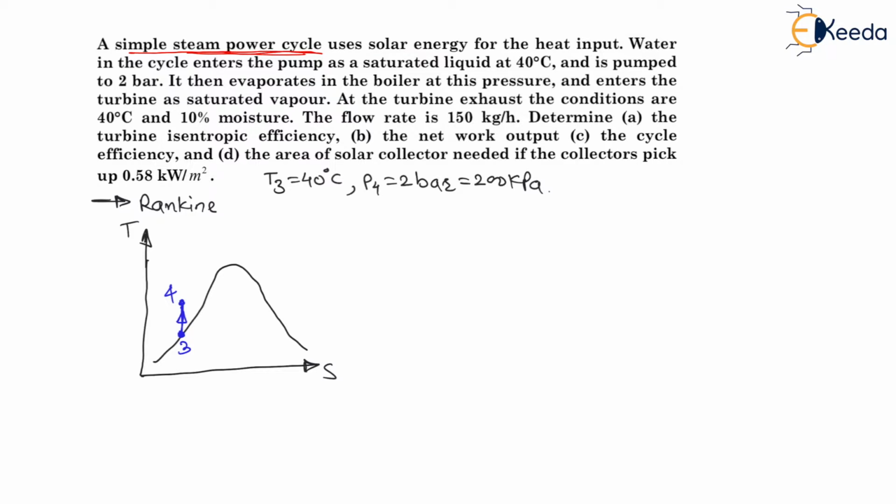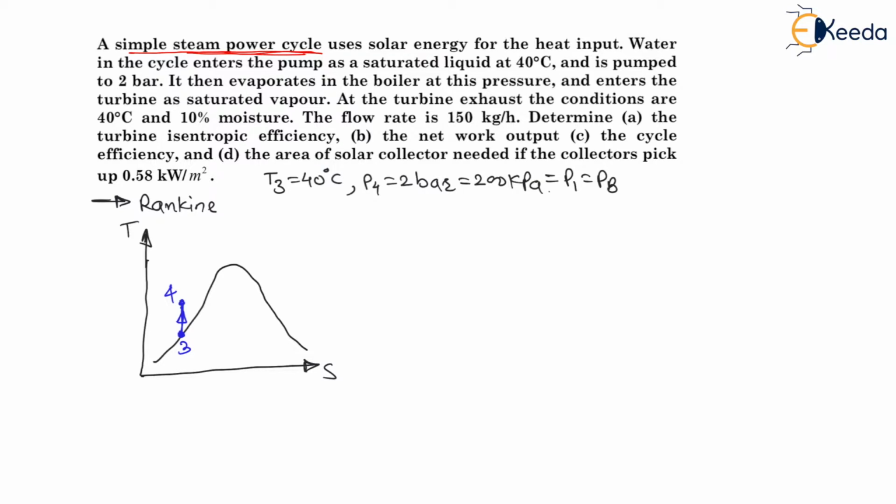And my dear students, we know that P4 is nothing but boiler pressure, right? Exit of the pump is always entry of the boiler, and the boiler is a constant pressure heat supply. Therefore from 4 to 1 there is a heat supply at constant pressure. Therefore here we can say P4 is equal to 2 bar is equal to 200 kilopascal, which is nothing but equal to P1, which is nothing but equal to boiler pressure.